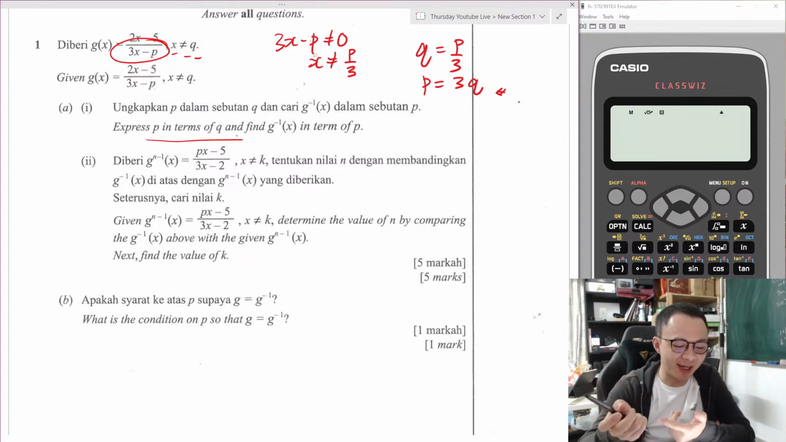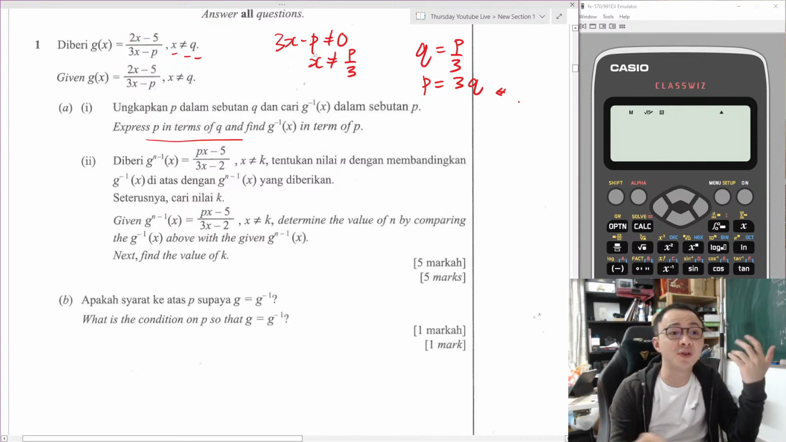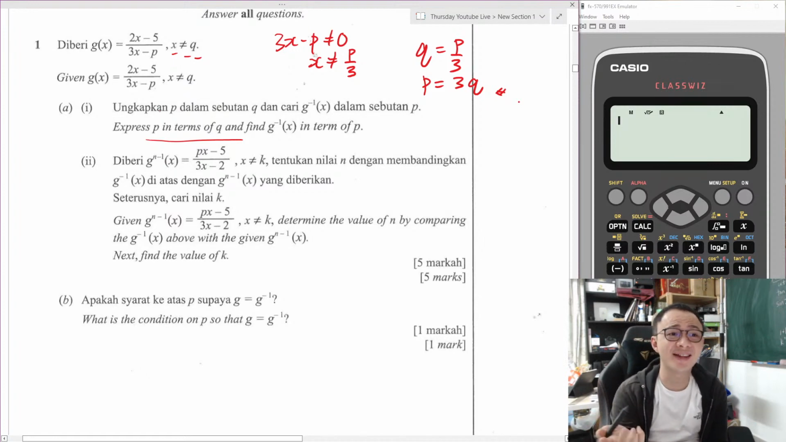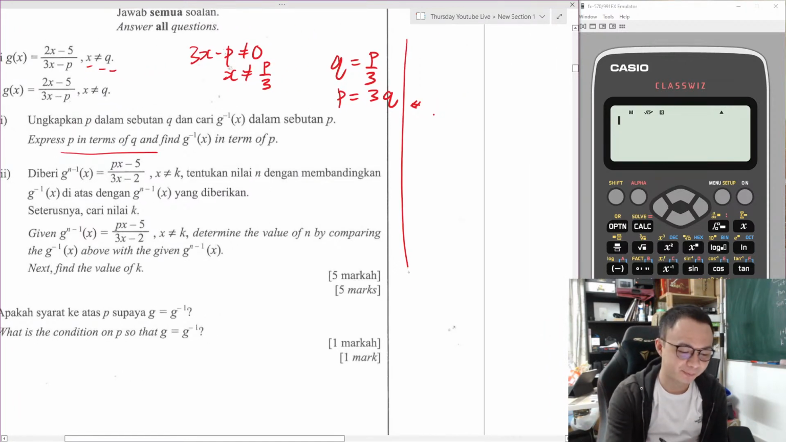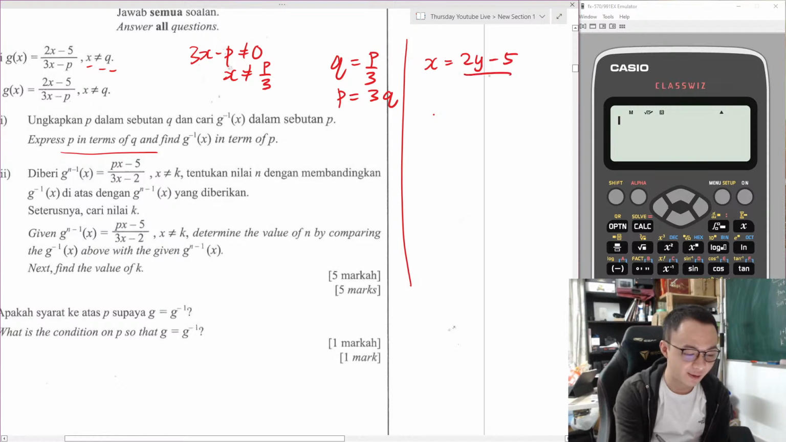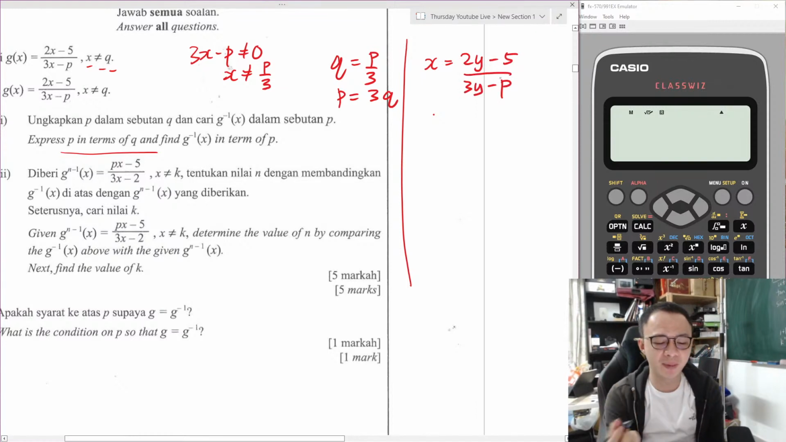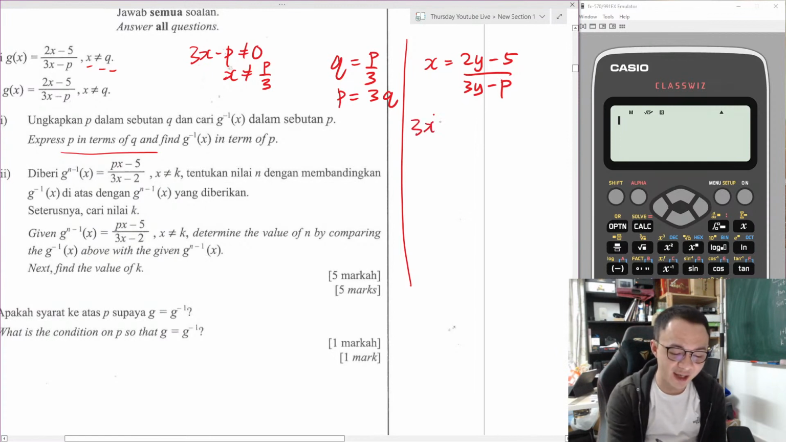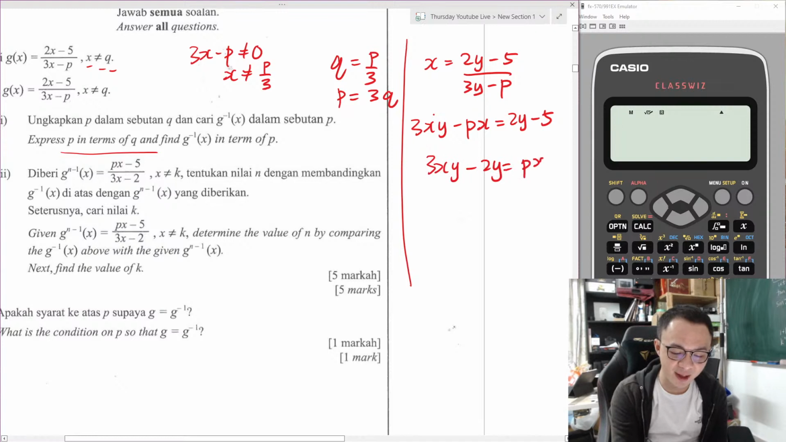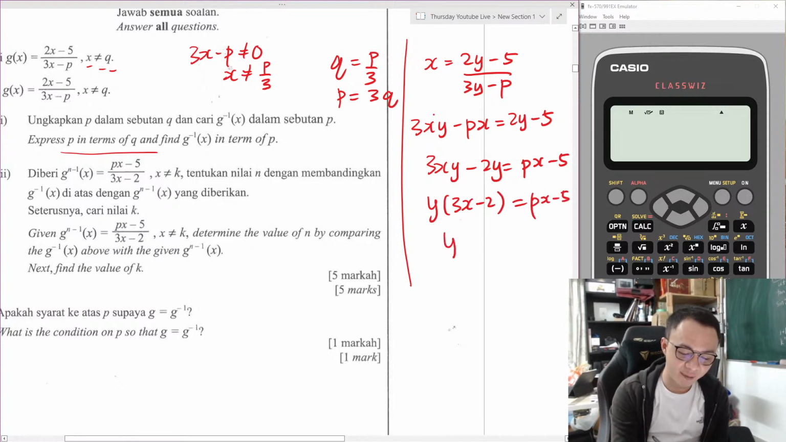The next step is they ask us to find g inverse, the inverse function for g(x). It's not too bad. We can make g(x) as x and change everything else to y. So I change g(x) into x, and the rest into y. Then I want to make y the subject. So I will have 3xy minus px equals 2y minus 5. Since I want y as the subject, I move my minus 2y to this side. Here I have px minus 5. Factorize out y: y(3x minus 2) equals px minus 5. Then y is (px minus 5) over (3x minus 2).